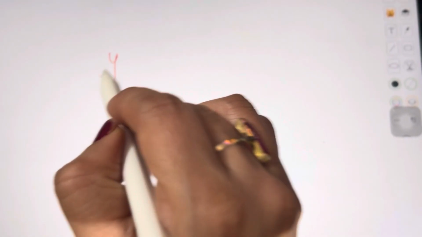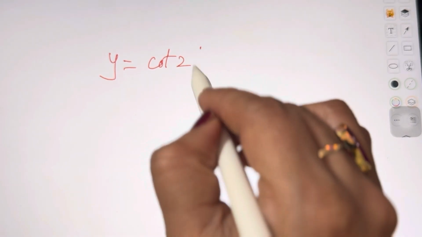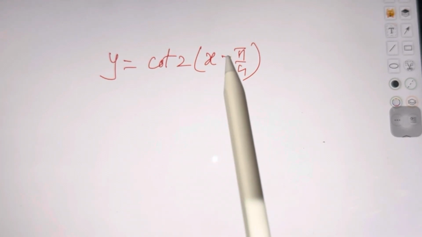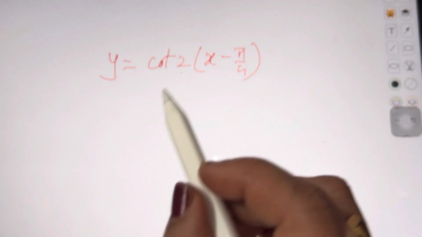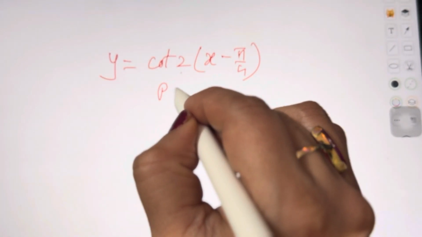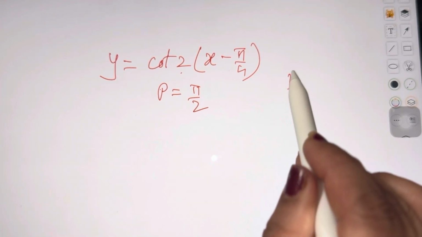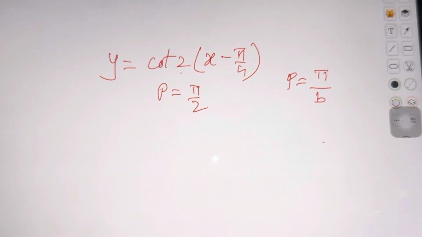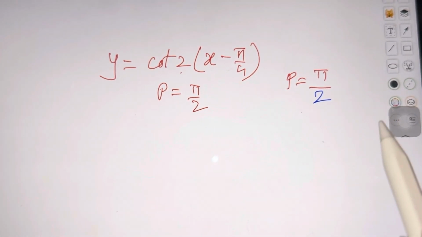Y is equal to cotangent of 2x minus pi over 4. Now we know that the period of cotangent is pi. What is happening here? Horizontal compression by half. So the period will be pi over 2. Again, you can always find the period by the formula, which is pi over b. What is b here in this case? B is 2, so it is pi by 2.